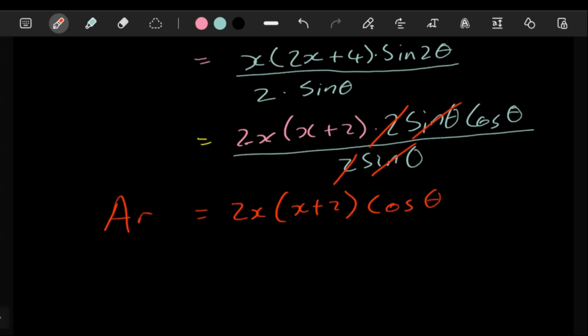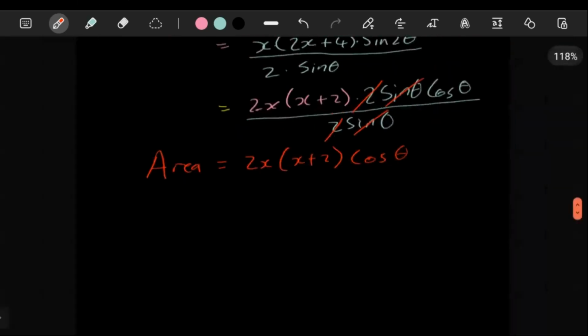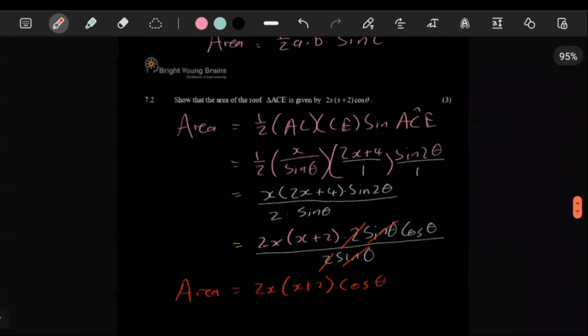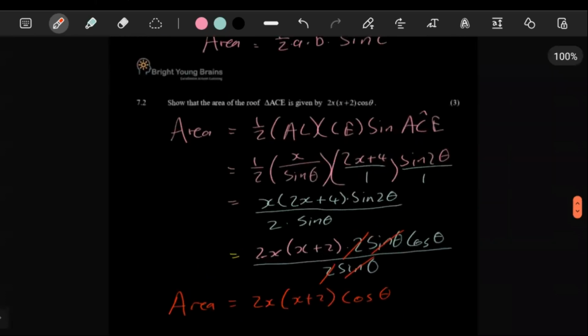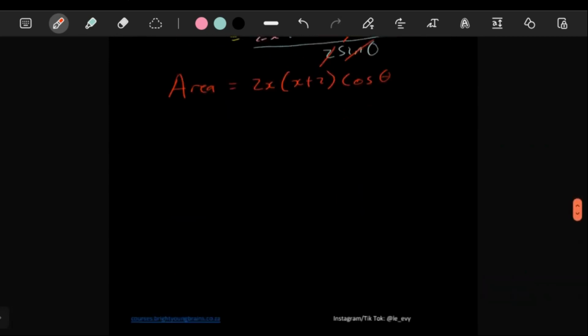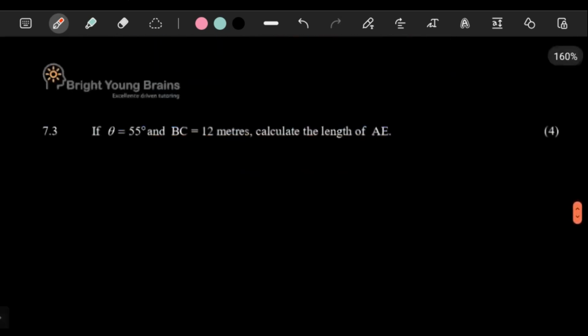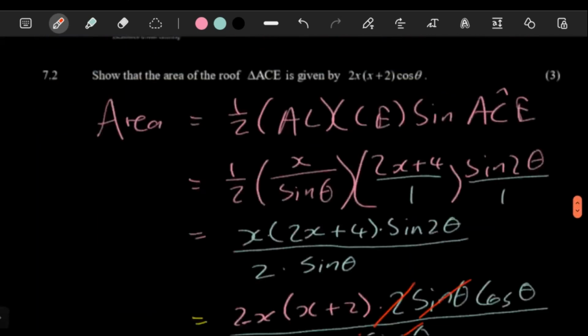So the idea behind you getting these answers, you can see we're not doing anything crazy. You always just want to keep things normal. Because whatever you're going to write down to show whatever you need to show, it needs to be something that already exists. You don't have to manufacture methods and stuff. For 4 marks, they said if theta is equal to 55, BC is equal to 12, calculate the length of AC.